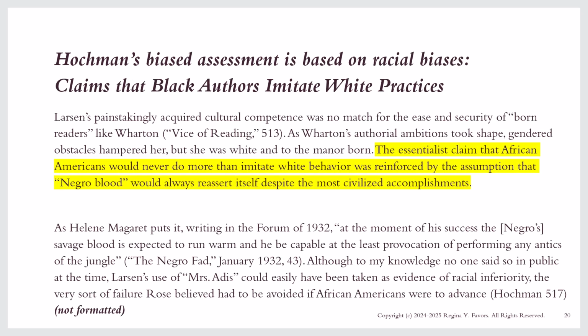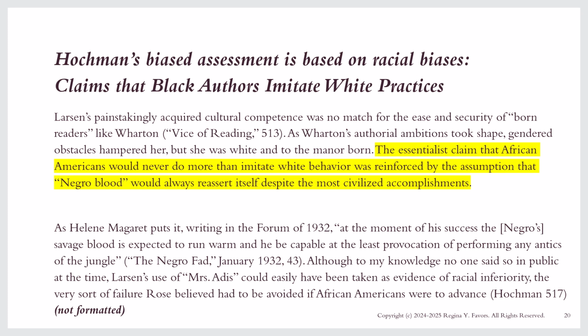Hockman's biased assessment is based on racial biases. Claims that black authors imitate white practices. So Larsen's painstakingly acquired cultural competence was no match for the ease and security of born readers like Wharton. As Wharton's authorial ambitions took shape, gendered obstacles hampered her, but she was white and to the manner born.